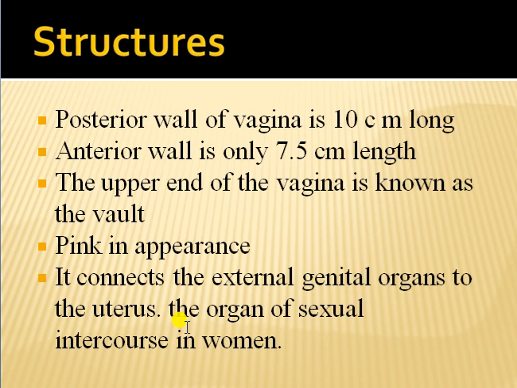That's all, no? The vagina is to connect the external genital organ and the internal genital organ. That is the first point. So it connects to the uterus, the cervix. So the vagina is the organ of sexual intercourse in women.